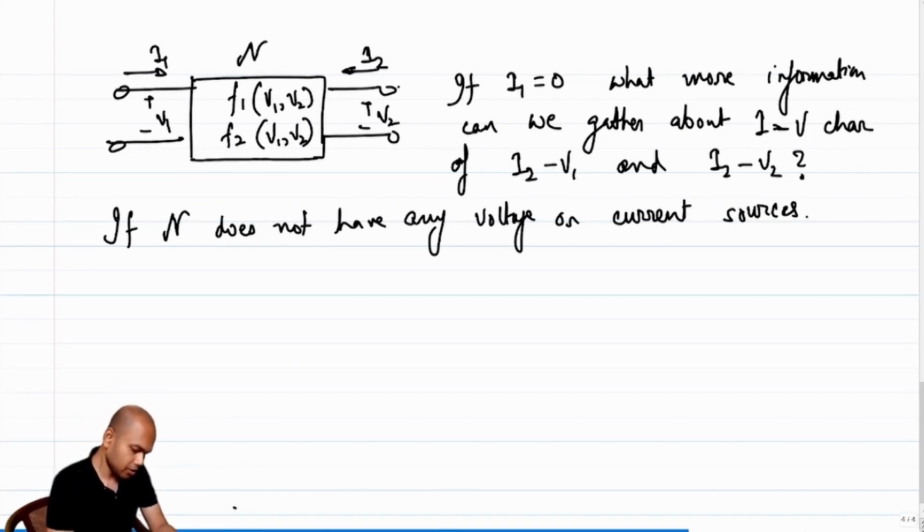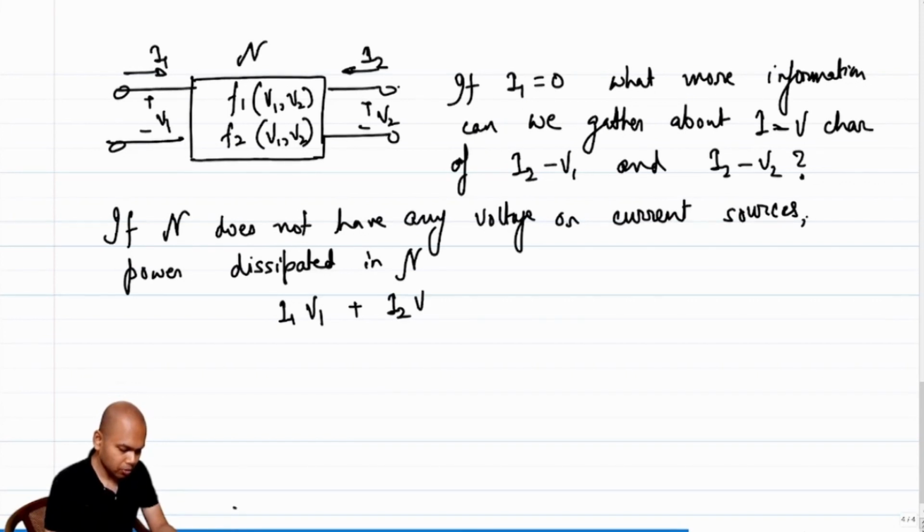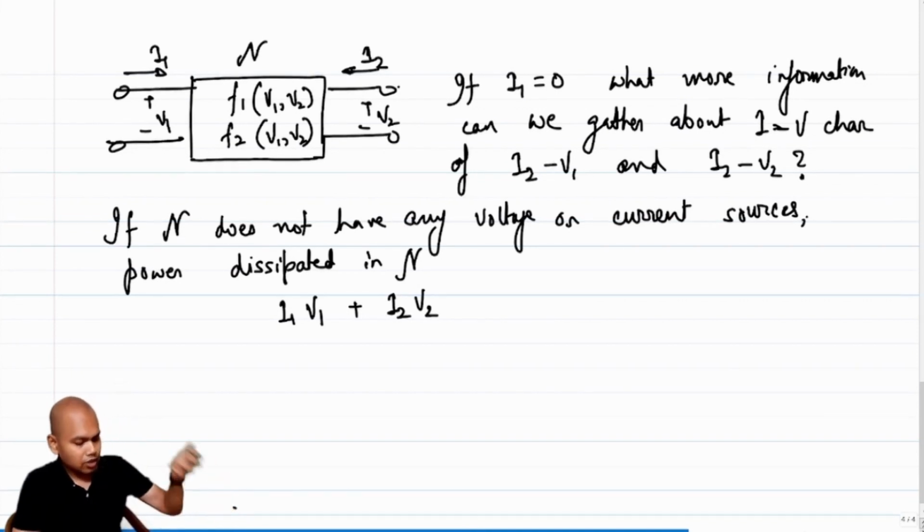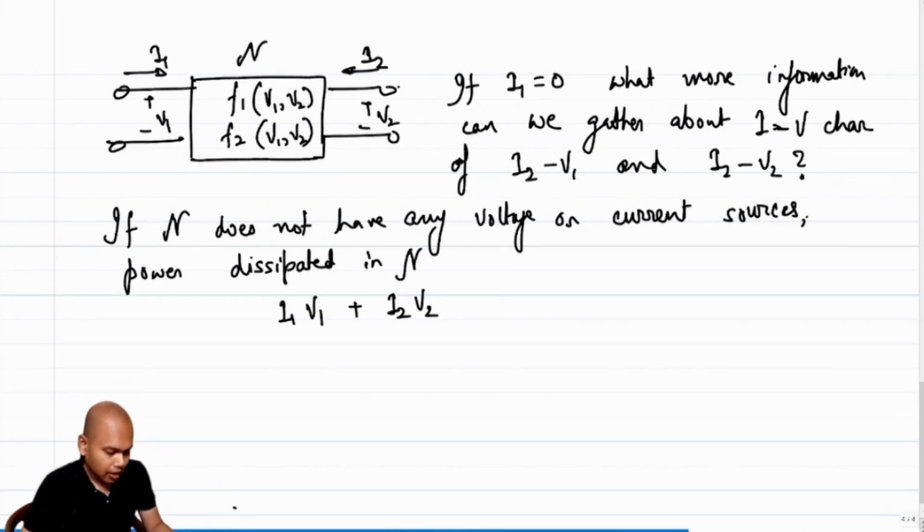So the power dissipated in N can be represented as I1 times V1 plus I2 times V2, right? And since N does not have any power sources, which means it's a passive network, right? It cannot generate power on its own, which means the power dissipated will always be positive, right? So this has to be greater than or equal to 0.